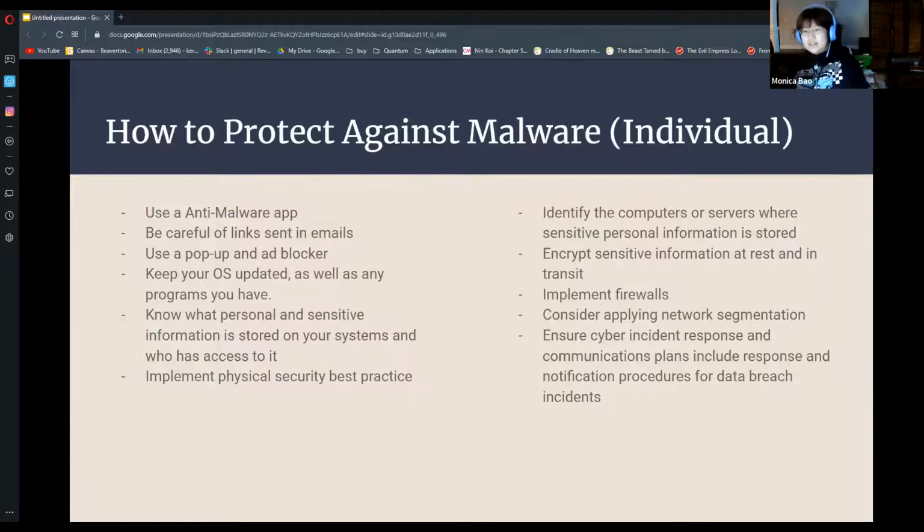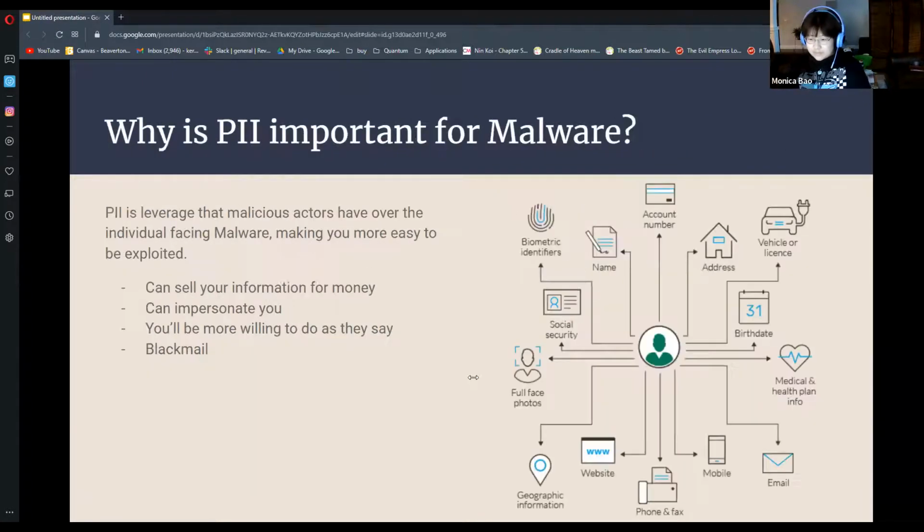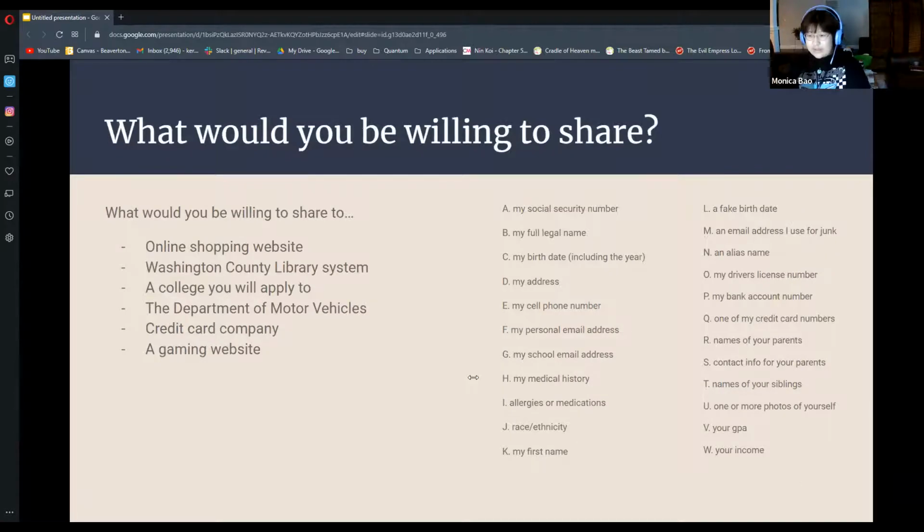Okay, here's another audience interaction. So what would you be willing to share? I have some situations listed on the left, and I want to see what you would be willing to share to these organizations or companies. So let's start with an online shopping website. It'll take a while, so I'll just wait.